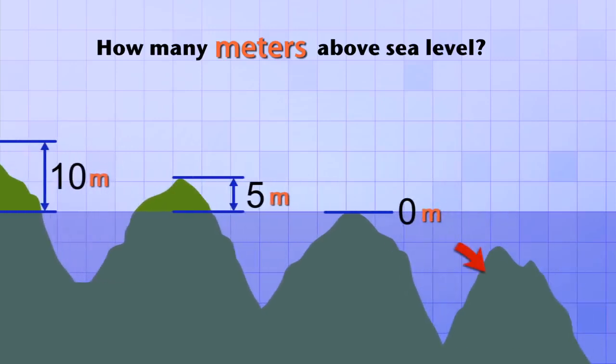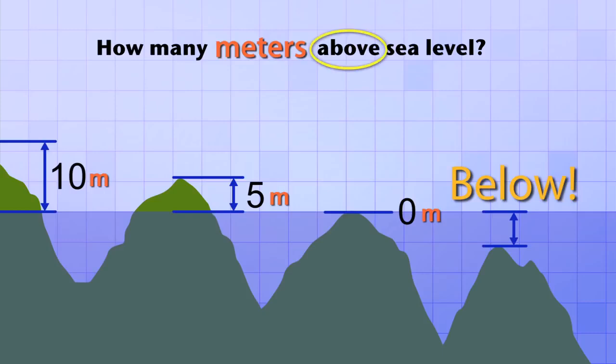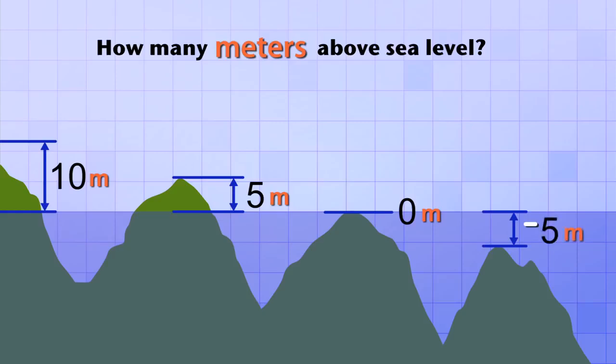But what about this island? It's not even above sea level at all. It's 5 meters below the surface. But our measurement is supposed to tell us how many meters above sea level it is. Fortunately, with negative numbers, that's no problem. We can just say that its height, compared to sea level, is negative 5 meters.